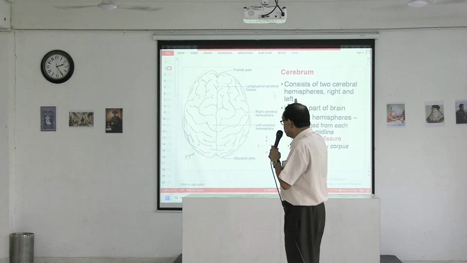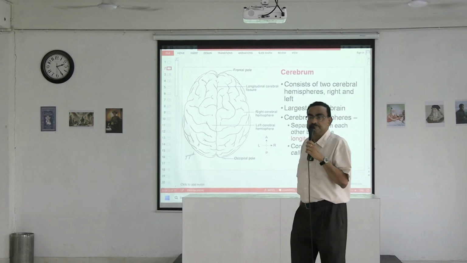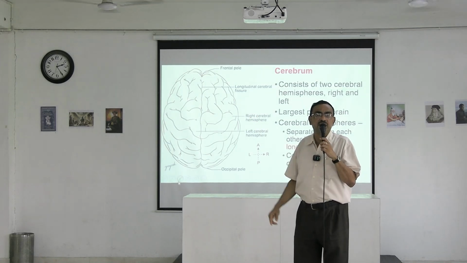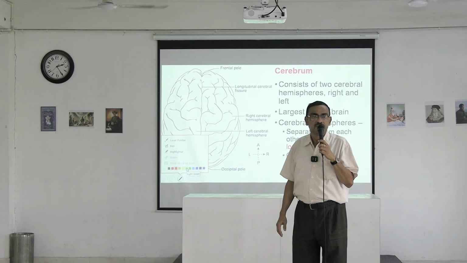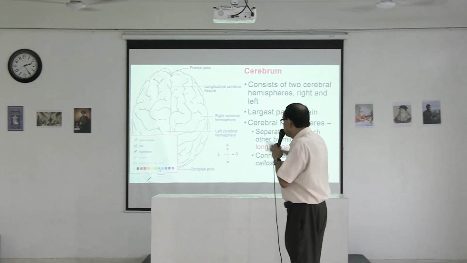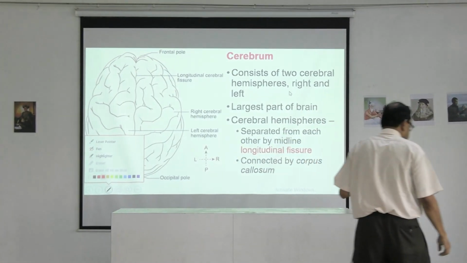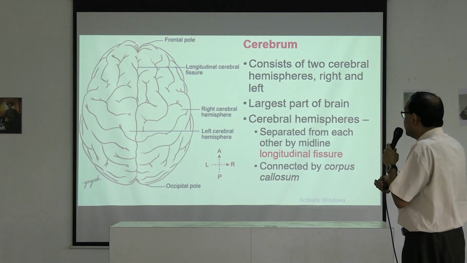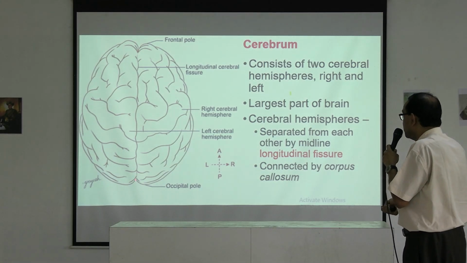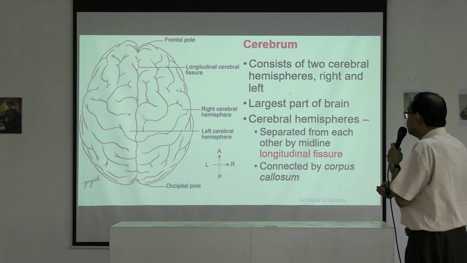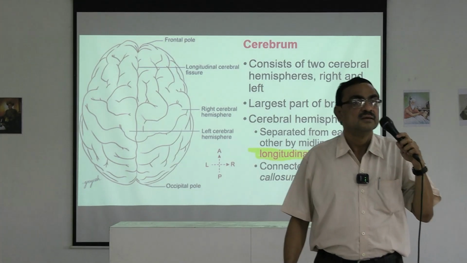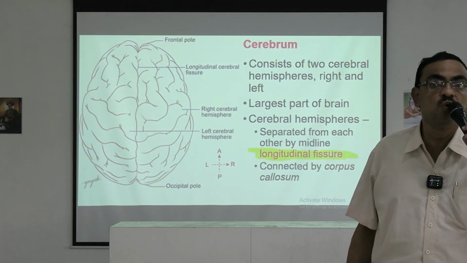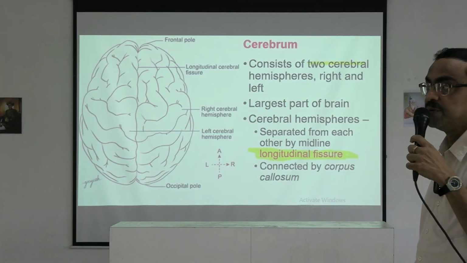comprises of two cerebral hemispheres, right and left cerebral hemisphere, and it is divided by one longitudinal fissure which divides these two, divides the cerebrum into two cerebral hemispheres.